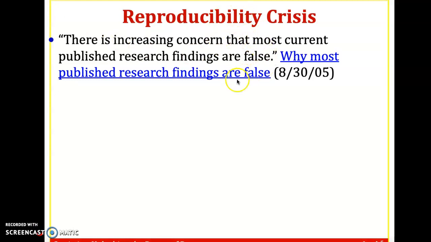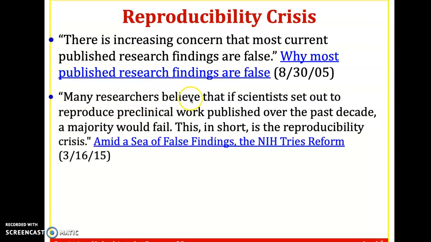And we can go a little bit deeper into this idea. It's not necessarily true that the findings are false, but maybe they didn't have as much strong evidence as was necessary. So many researchers believe that if scientists set out to reproduce preclinical work published over the past decade, a majority would fail. This is, in short, the reproducibility crisis.